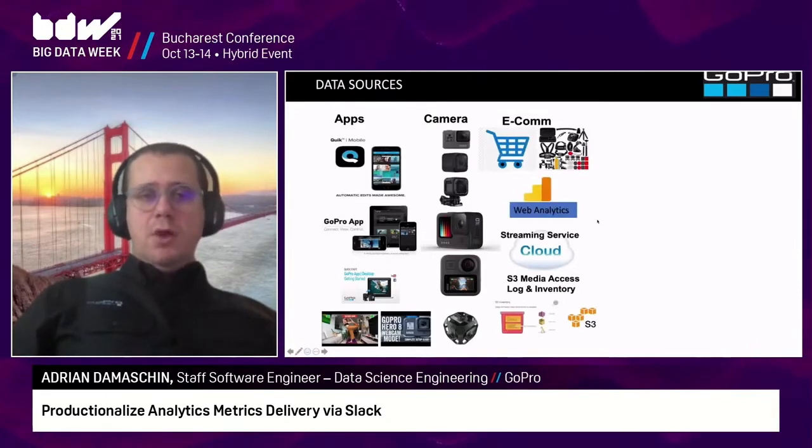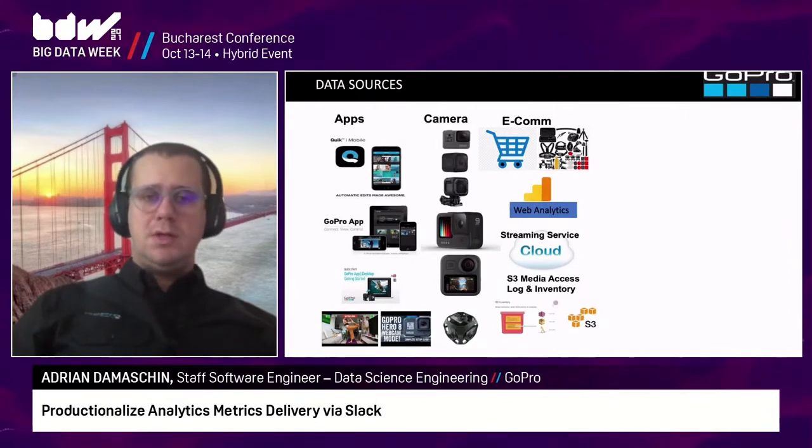Next up, we have e-com data, everything that happens on the website. How are we selling the products? How are users using our website and our e-com website? Our streaming services, the cloud, the S3 media access. We store all the users' media on S3 as part of their cloud service. And we have metadata related to everything from that media.